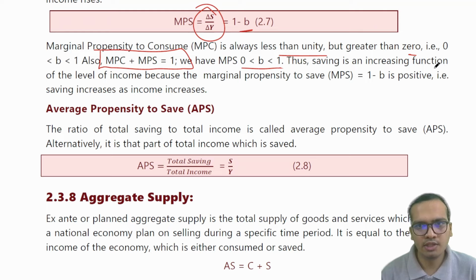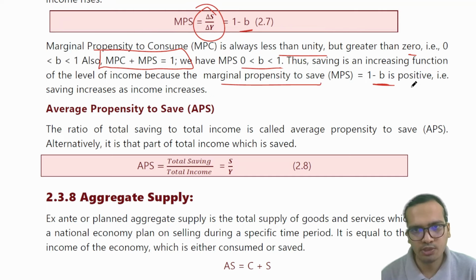Thus, saving is an increasing function of the level of income, because the marginal propensity to save, MPS equals 1 minus b, is positive. That is, saving increases as income increases. So both have a positive relationship.